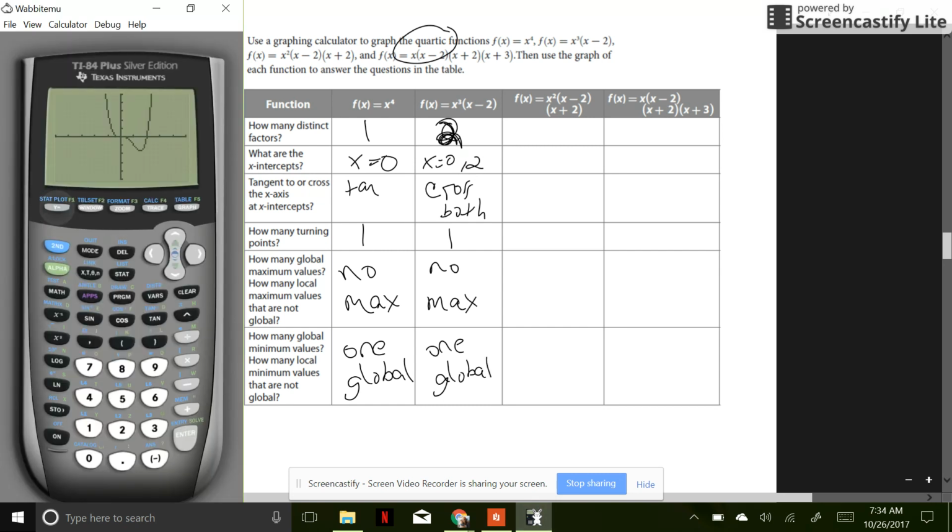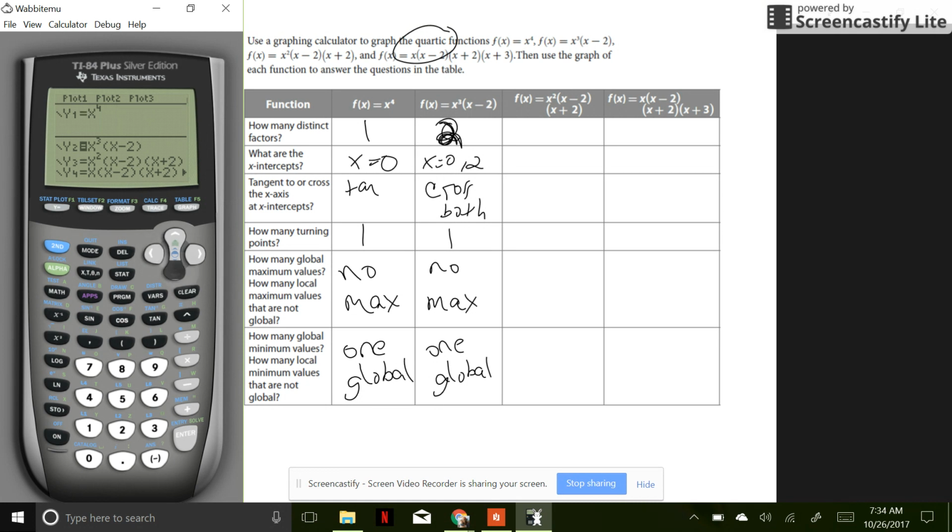Okay, let's try the next one. So I'm going to stop graphing this equation and start graphing this equation. Okay, so this function is x squared times x minus 2 times x plus 2. So this time we've got 3 distinct factors. We're touching or crossing the x-axis 3 times. Specifically, we're crossing or touching at -2, 0, and positive 2. Again, you should be able to see that just from the equation.